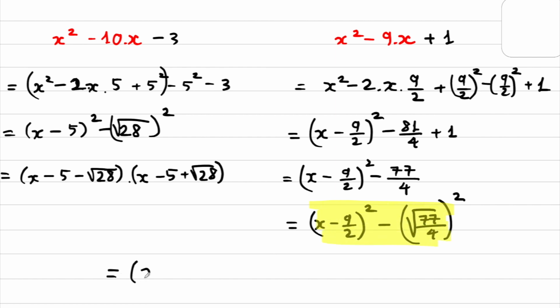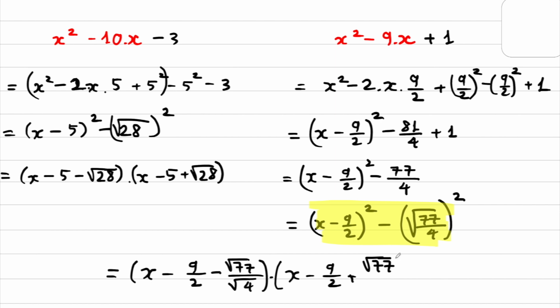And the result for this one will be x minus 9 over 2 minus square root of 77 over square root 4. Of course, you can write down square root 4 equal to 2. It depends on you. And that is the first bracket. And the second bracket, you have here plus square root of 77 and then square root of 4 here. Yeah, that is the answer for this question. I think you understand. Go on.